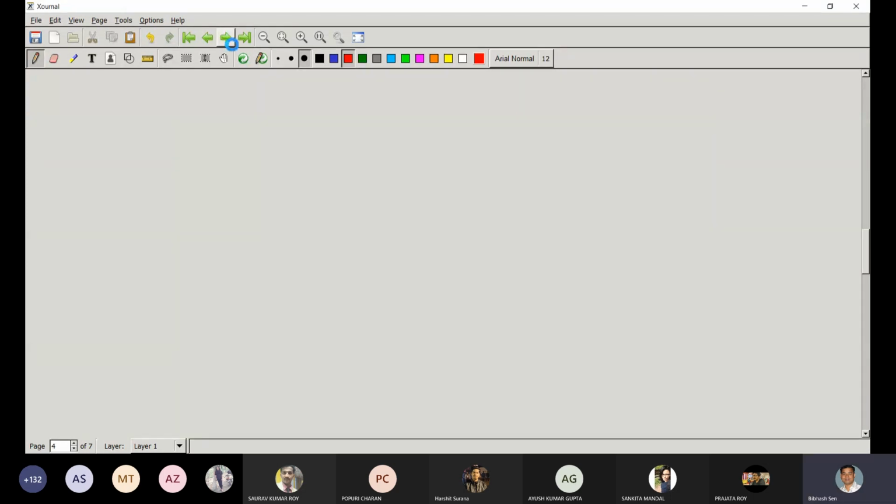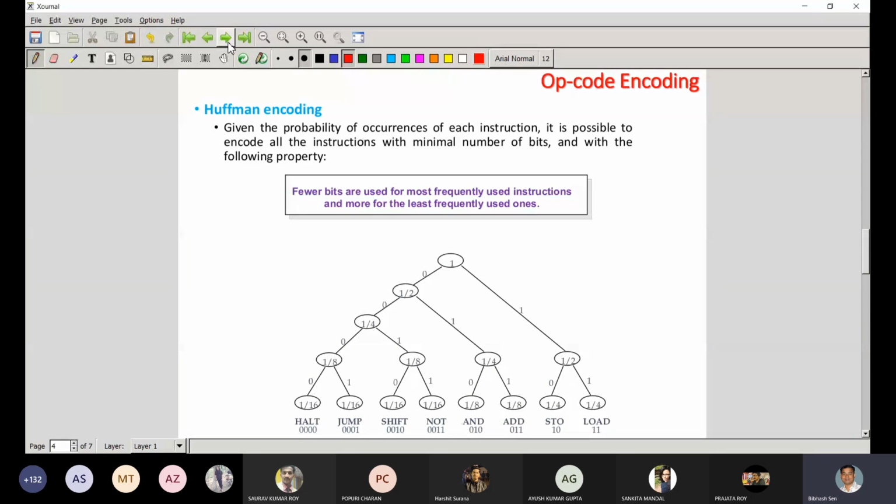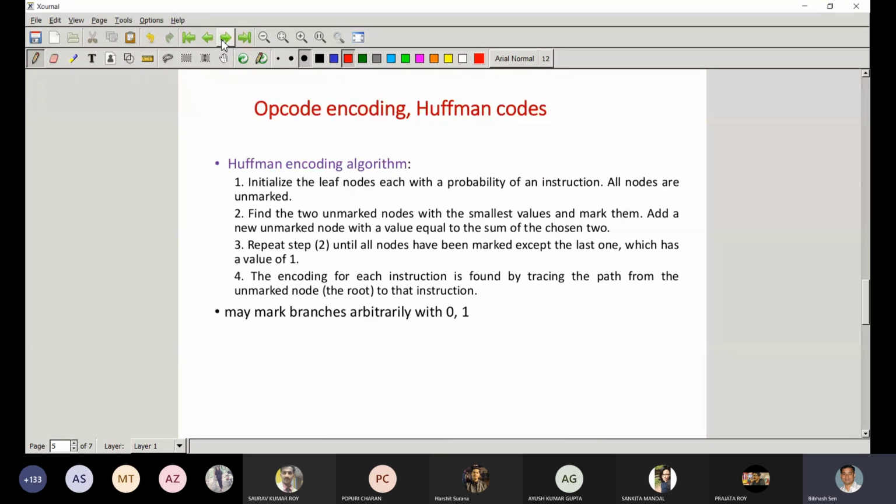Now the famous problem is Huffman encoding, how the variable length of the instruction will be formatted. That is the one tag given the probability of the occurrence of each instruction. Before coming to this graph, this graph can be modified in 2 ways. So better we go for how opcode encoding can be done.